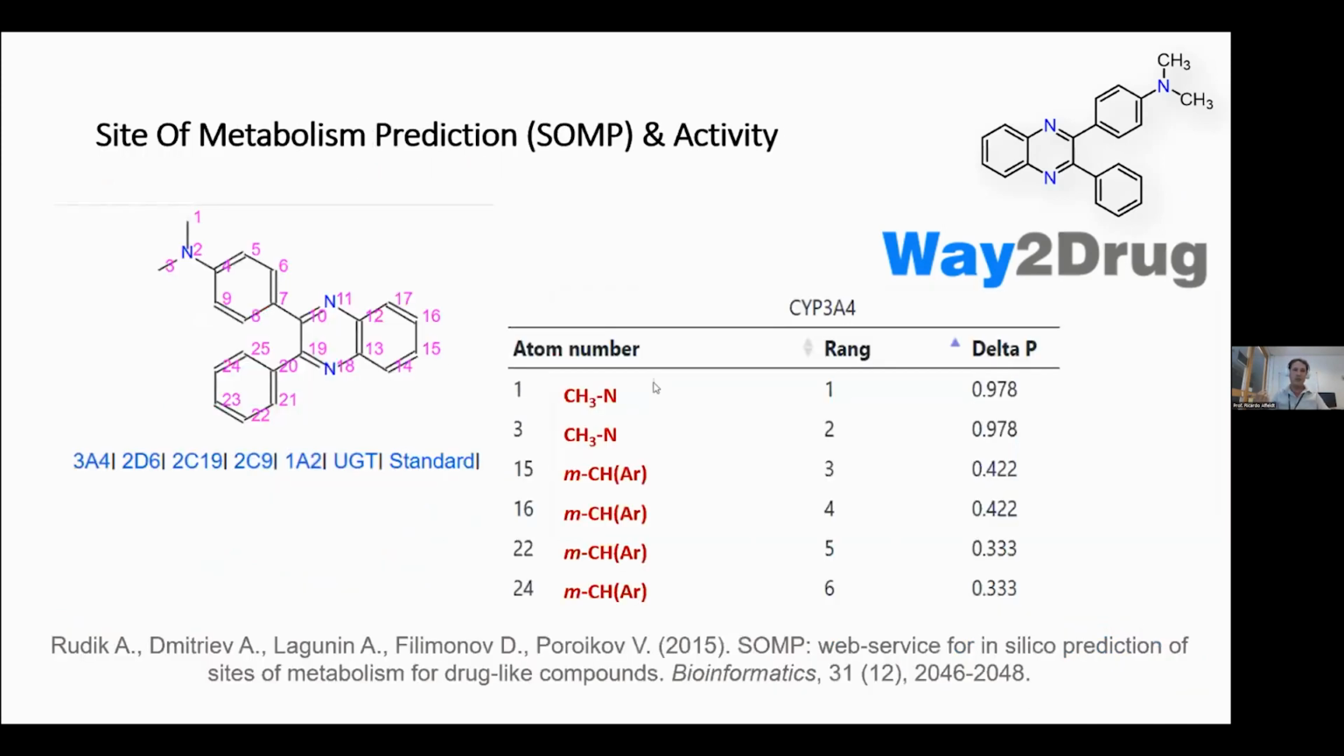In WayToDrug, we have the tool that can predict the sites of metabolism concerning the structure of the compound. Here I'm showing only the cytochrome oxidase groups that are susceptible to the action of this enzyme. We have mainly the methyl groups connected to the nitrogen, and we also have the meta-aromatic groups. And these groups are mostly affected by the action of cytochromes.